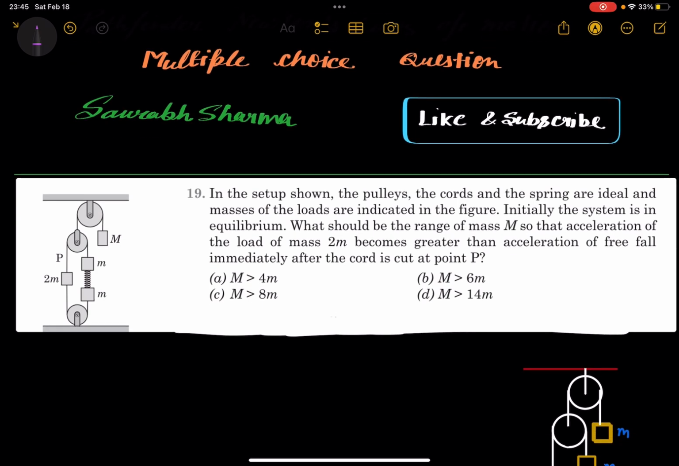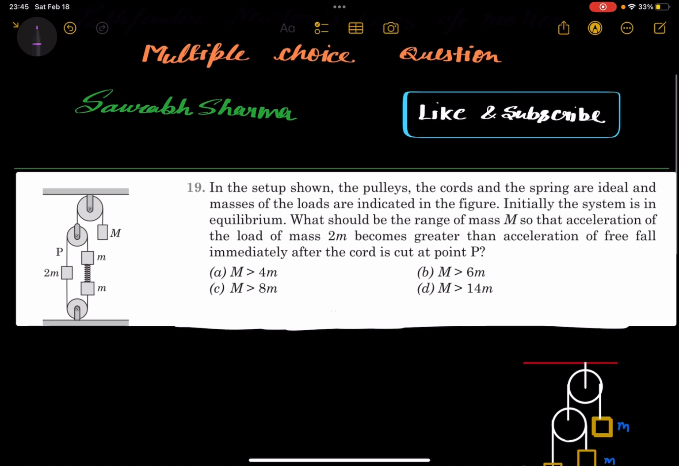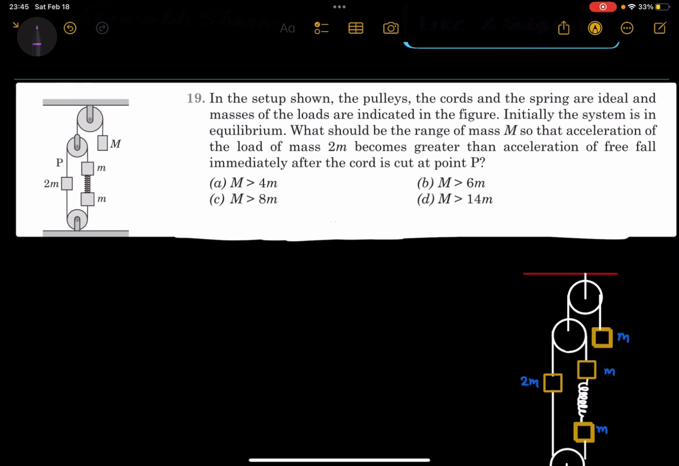What should be the range of capital M so that the acceleration of the mass 2m becomes greater than the acceleration of free fall? Very nice question. Immediately after the cord is cut at the point P. So this is the cord, this point is P. So I want to cut this point. Okay. So before cutting, first of all, what is happening in this case?